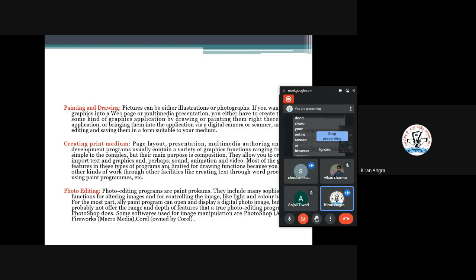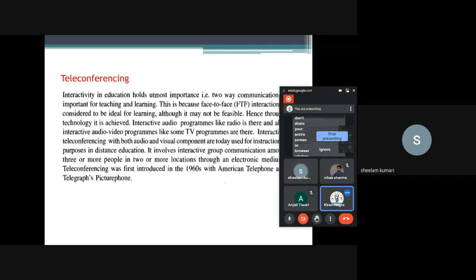The next is teleconferencing. Here I am talking about the technologies. Interactivity in education, we all understand, is very important as it is two-way communication. We see audiovisual programs like some TV programs every day. Interactive teleconferencing, with both audio and visual components, is today used for instructional purposes also in our distance education.